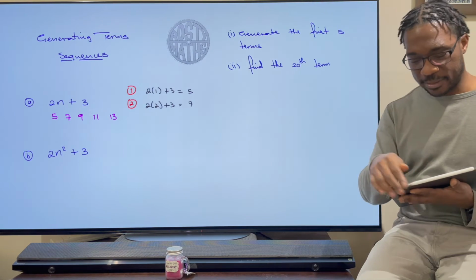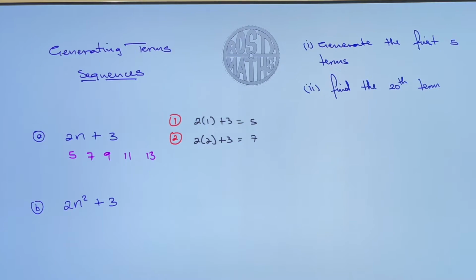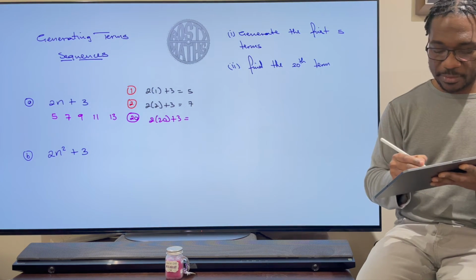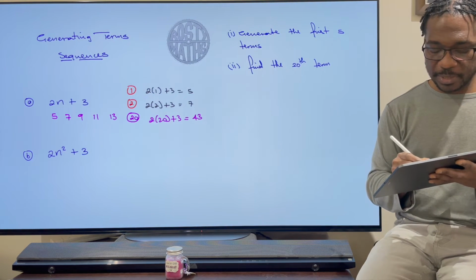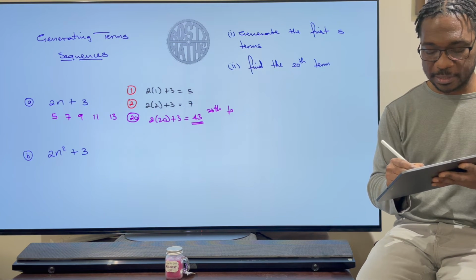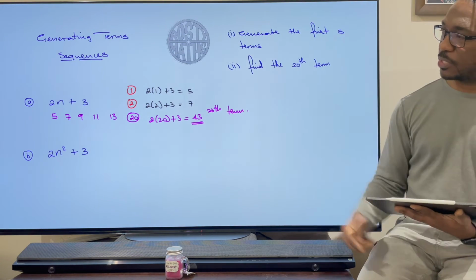Okay, what's the 20th term? That one I may need to work out. If I want the 20th term, that's 2 times 20, add 3. 2 times 20 is 40, and 40 add 3 is 43. So my 20th term is 43.